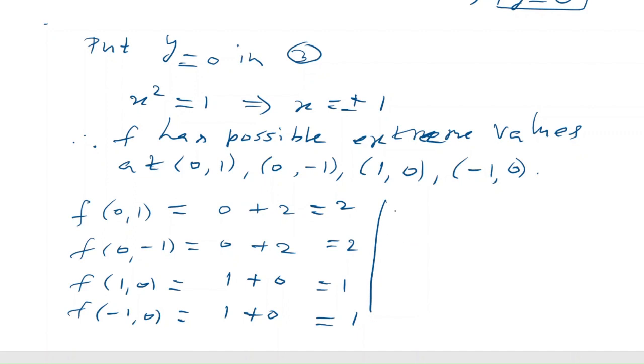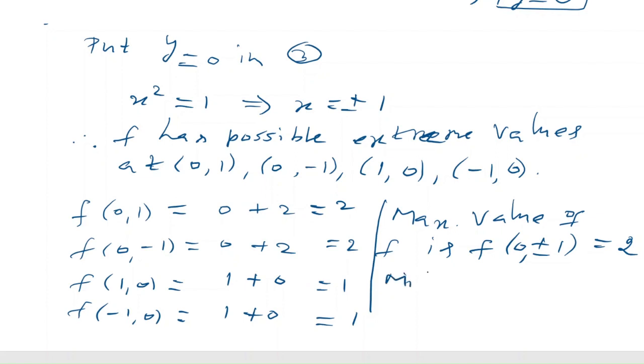The maximum value of f is actually 2. That 2 occurs at 2 points, that is 0 comma 1 and 0 comma minus 1. We can write like this: f of 0 comma plus or minus 1, the value is actually 2.